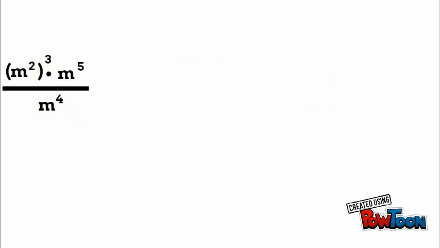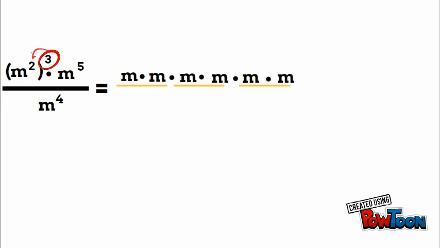Let's look at another example. m squared to the 3rd power times m to the 5th divided by m to the 4th. That's saying a lot. Let's take it step by step. m squared, we know that's m times m, but with parentheses to the 3rd, that means we have 3 of those. So m times m times m times m times m times m.